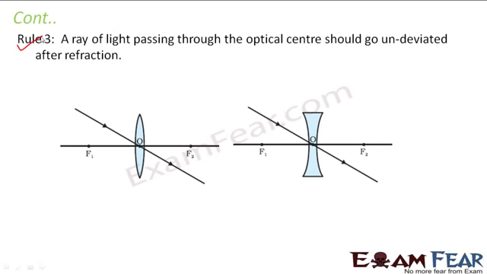Now keeping these rules in mind, we will go ahead and see the image formation by convex lenses and concave lenses separately for different object distances, like how we did for spherical mirrors.